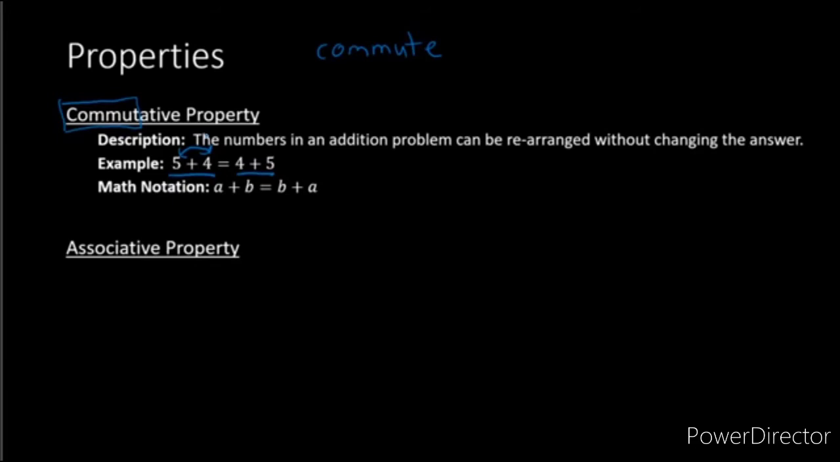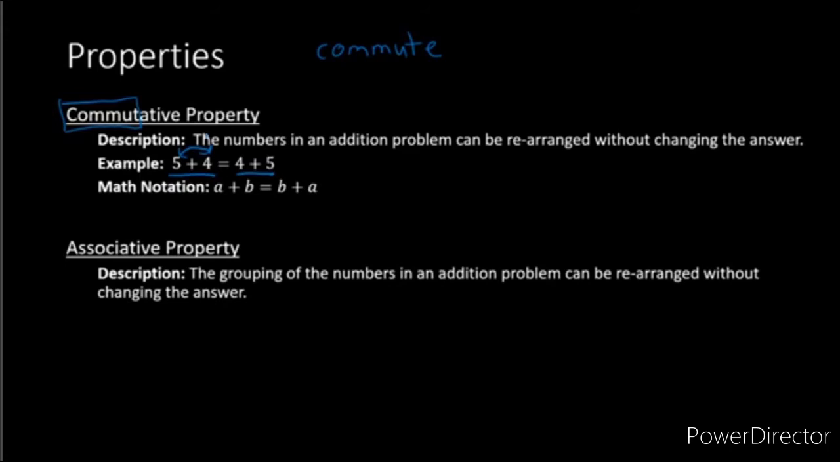The next property is the associative property. So the associative property says that the grouping of the numbers in an addition problem can be rearranged. All right, so what this would look like is if we had 3 numbers added together. Let's say we had 3 plus 4 plus 5. Now the associative property says that it doesn't matter if we put parentheses around the 3 and the 4 and add these numbers first, or if we put the parentheses around the 4 and the 5 and add those numbers first.